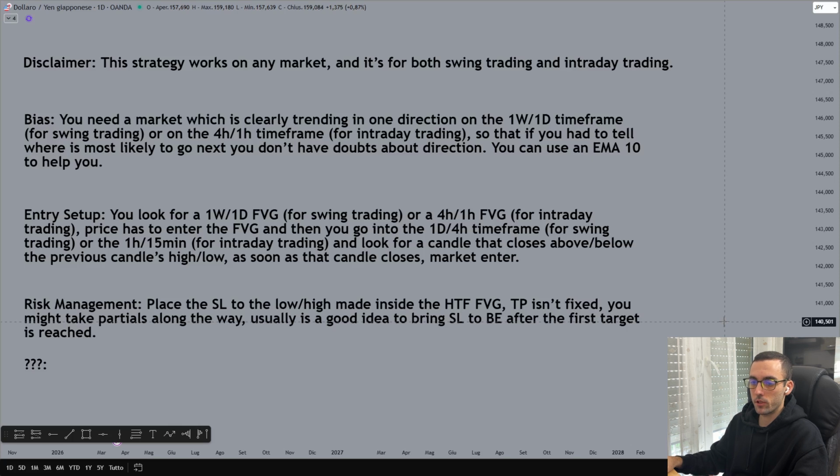For what concerns risk management, you have to place the stop loss at the low or high made inside the higher time frame fair value gap, and the take profit is not fixed. You might take partials along the way, and usually it's a good idea to bring stop loss to break even after the first target is reached.